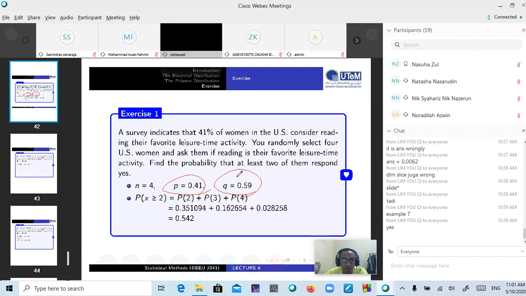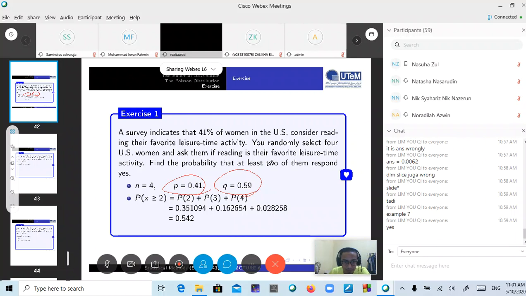Okay, so you can get the answer 0.542. Okay, why we stop until 4? Because you have 4 times only, select random for you as women. Okay. So your final answer is 0.52.